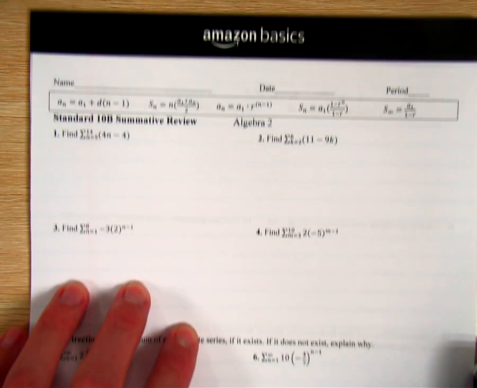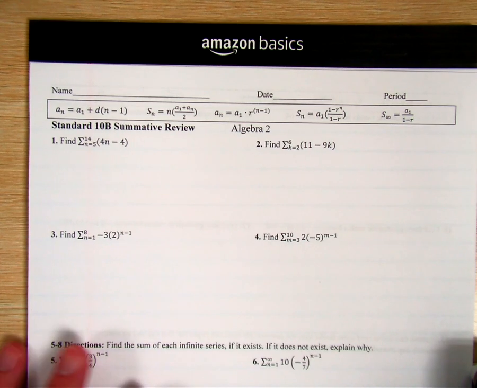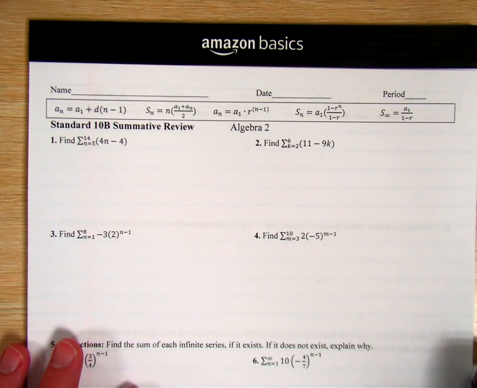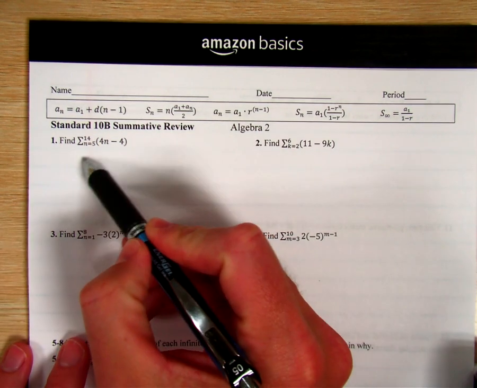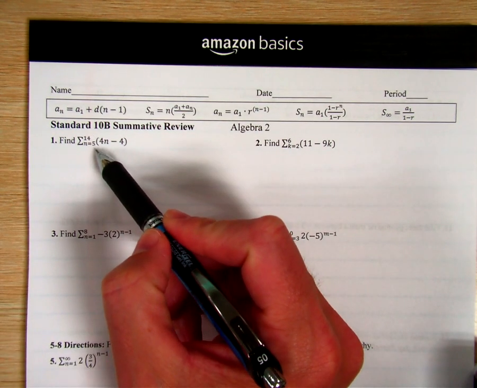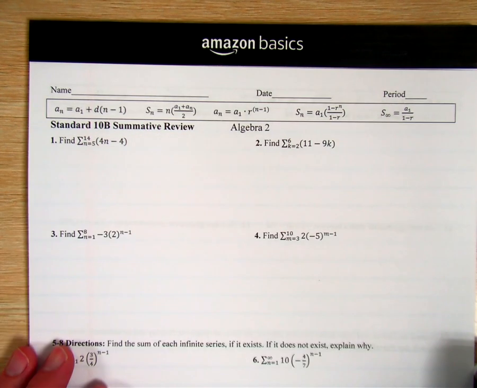Okay, number 1, we have an arithmetic series. We're totaling this up from the 5th term through the 14th term. So a little bit tricky because we're not starting with the first term. You've got to think, how many total terms are there?